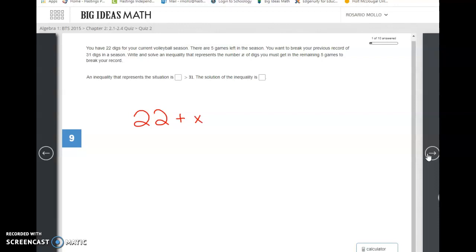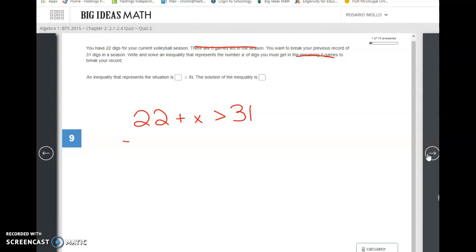I need to figure out how many more I need to get to break the record. Say I want to tie the record, no, I want to break the record. So I know that side needs to be bigger than the current record of 31. Every time they kept saying there's 5 games in there, that just kind of messed us up. And so some of you might be asking where the 5 is. The 5 is just extra information. It doesn't matter if you had 10 games left or 1 game left or 5 games left. You still need to get to 31 to tie, or to 32 to break the record.